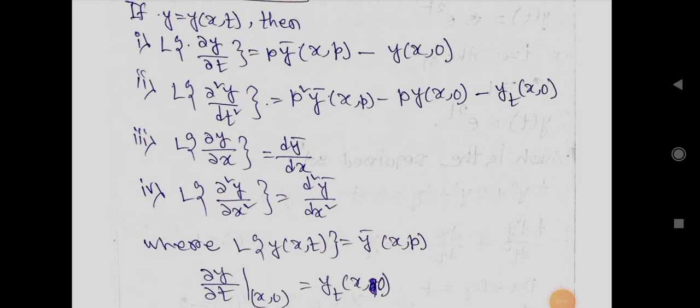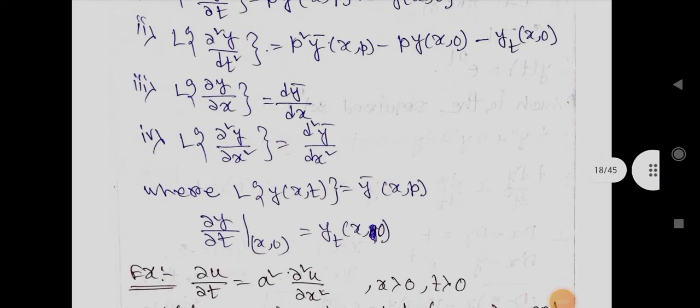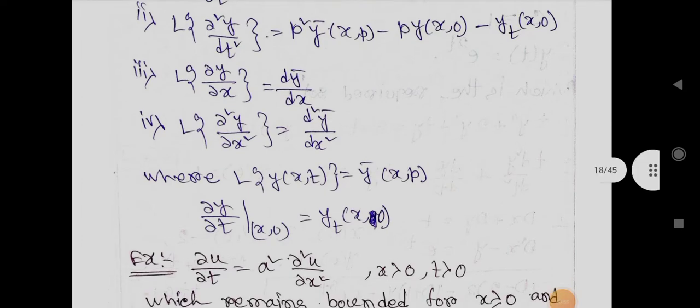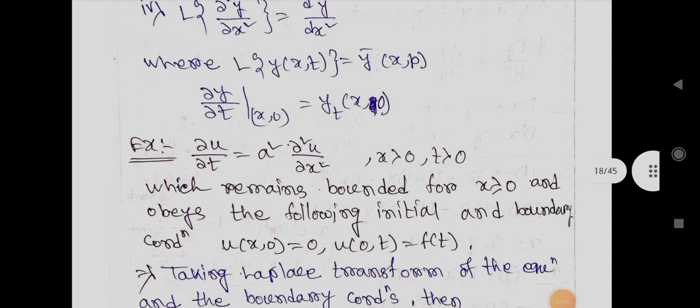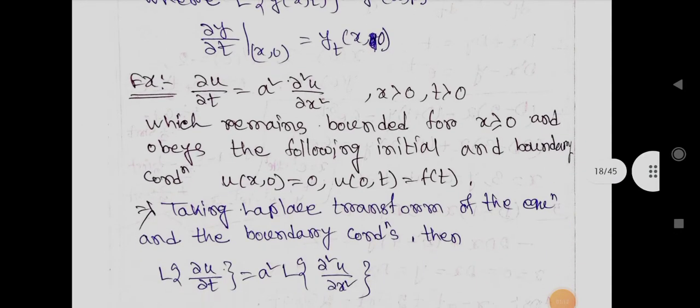This bar denotes the Laplace transform. Number 3: Laplace of ∂y/∂x equals dȳ/dx. Number 4: Laplace of ∂²y/∂x² equals d²ȳ/dx², where Laplace of y(x,t) equals ȳ(x,p), and ∂y/∂t at the point (x,0) equals y_t(x,0). Now let's start the example.